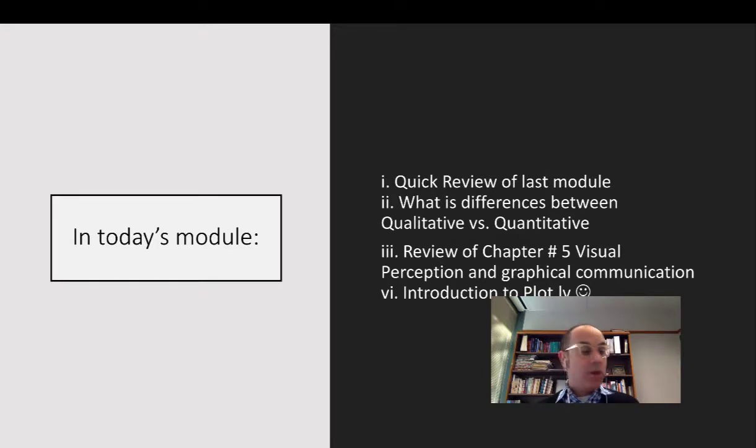I will also, based on my discussion, move to chapter number 5 about graphical communication, which I will present in the next video. It will consist of Plotly. Plotly is a web browser application that allows you to do visualization. There are a lot of good things about Plotly and a lot of bad things about Plotly, and I will talk about that in the next video.